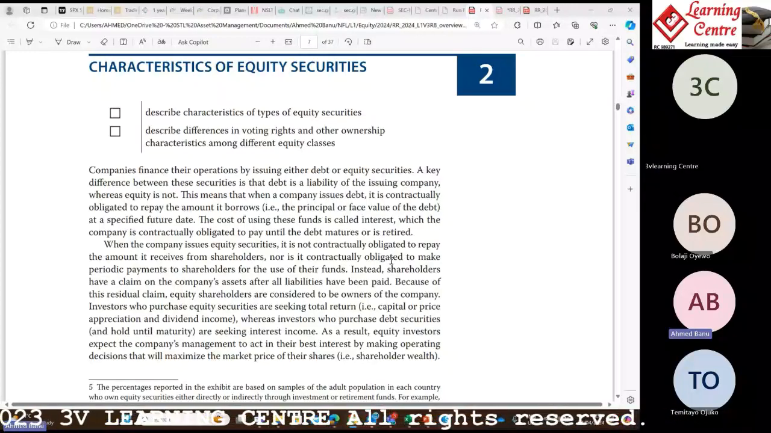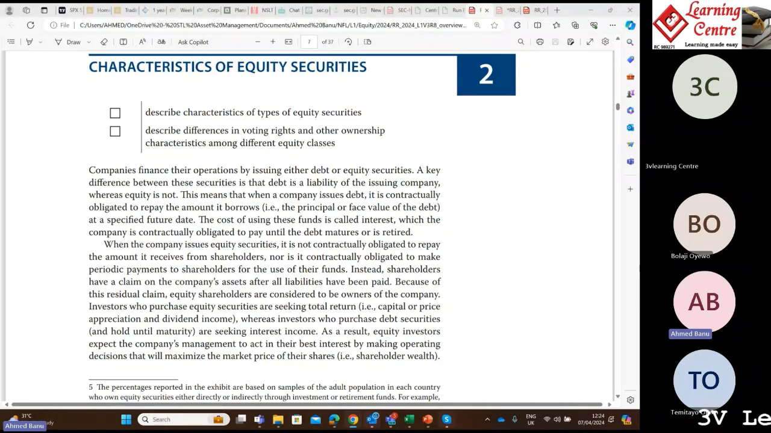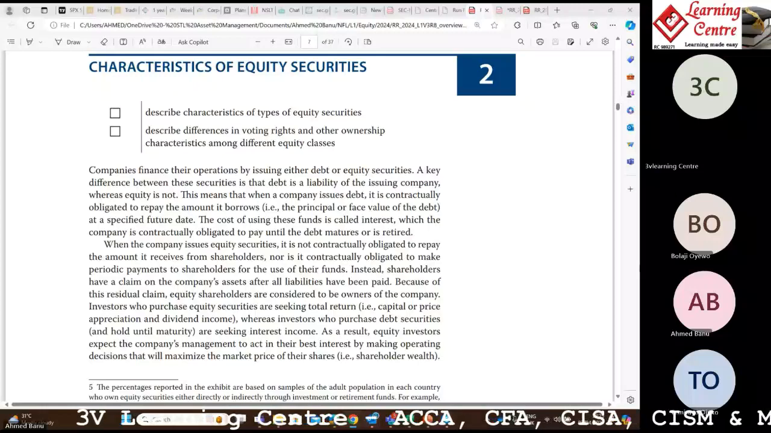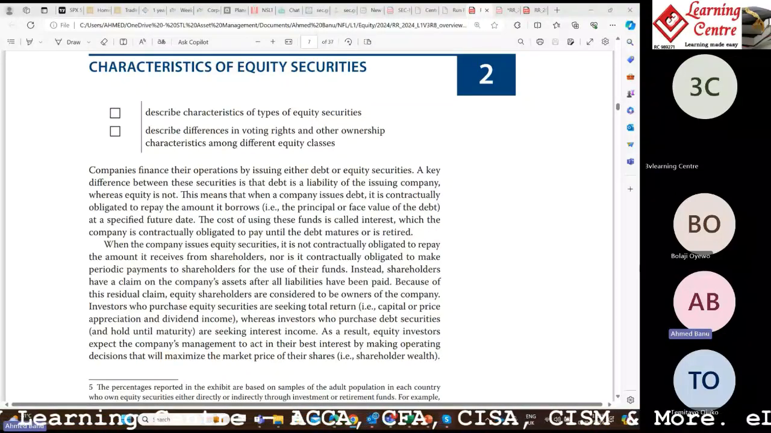So let's look at the features, because I like what the curriculum did. The curriculum first spoke to us about debt before moving to equity. So for debt, there's a contractual obligation. For you to take debt, there's a specified period. There is a contractual obligation that you will pay interest over that period, and at the end of the period, you will pay back the money that you borrowed. That is, in summary, what debt is.